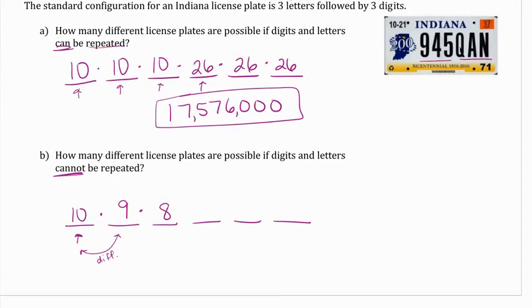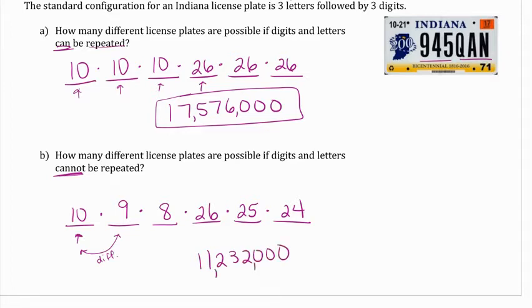Same thing with the letters. For my first letter, I'm going to have 26 choices, but then I've already used a letter, so my next letter, I have 25 choices. And then my last letter, I would have 24 choices. And then we're going to multiply all of those numbers. It's 26... and we get 11,232,000.